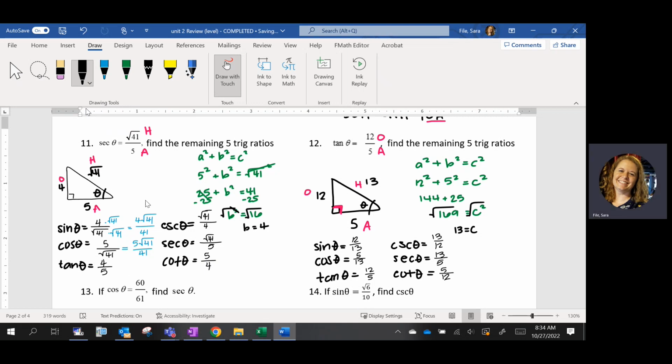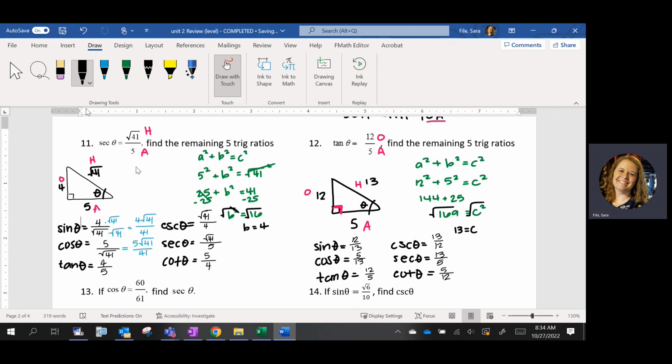So the process for 11 was the same as 12. The only extra step really is that rationalizing. Having to rationalize if you have that radical in the denominator, because we don't leave our answers in that form.